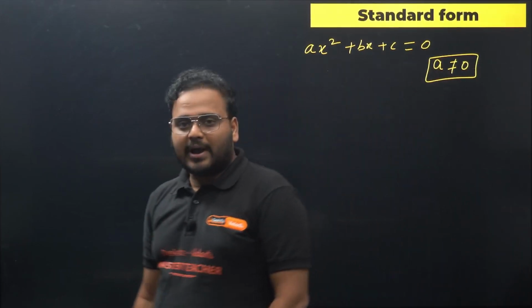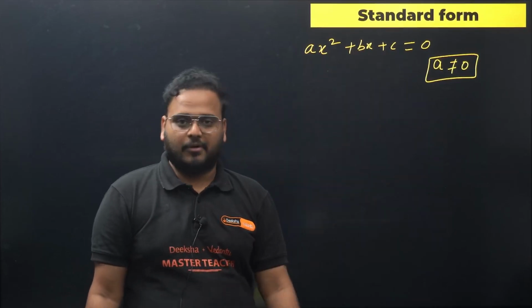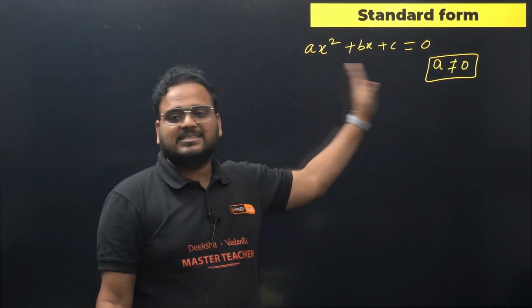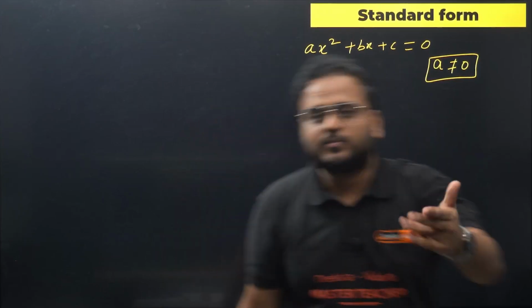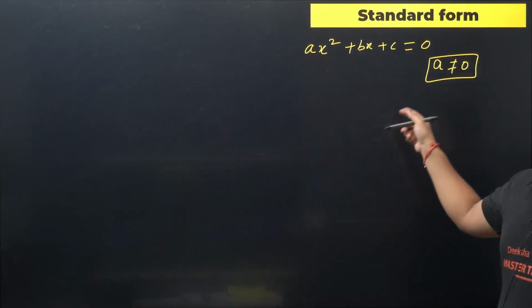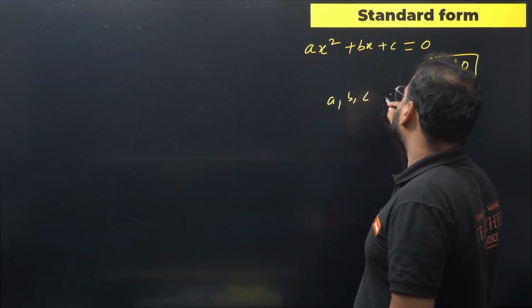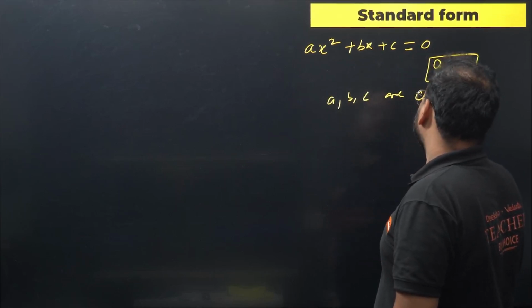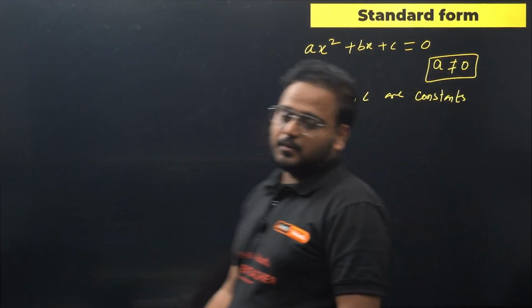Now all of you know why a is non-zero, because if you put a as 0, this will simply become a linear form. If you have a as 0, what will happen? This will become bx plus c. That will be a linear equation. So of course a cannot be 0. And what is a, b, c? A, b, c are constants.